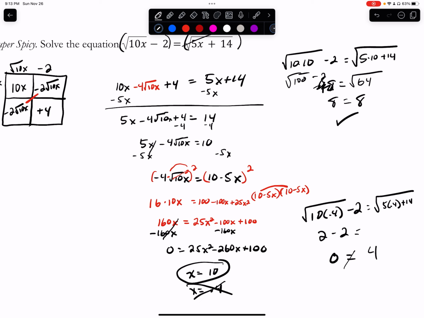Now, these are super, super, super challenging. These are really for STEM, AP kids. Everybody should be trying these.